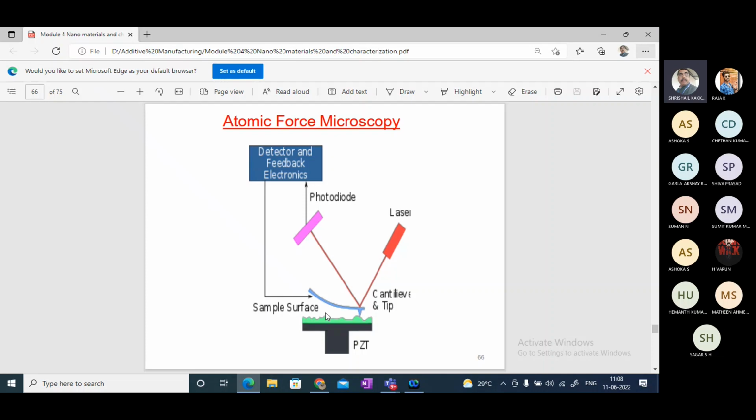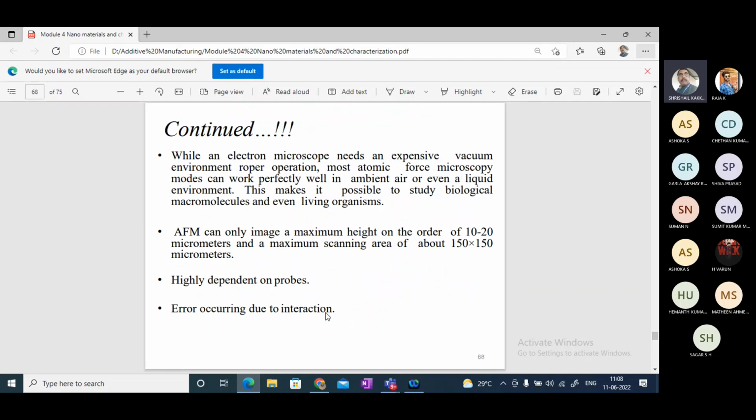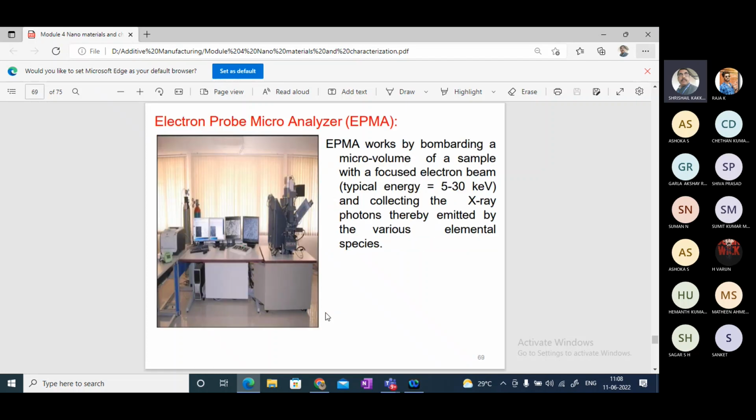Another important thing, we can test any type of glasses, ceramics, and all these. It is not only for crystalline materials. These are some of the advantages. At the same time, some of the limitations and disadvantages are: it is highly dependent on the total reading, whatever accuracy we are going to get will totally depend on the probe sensitivity. And errors may be due to handling also. These are some of the important things.